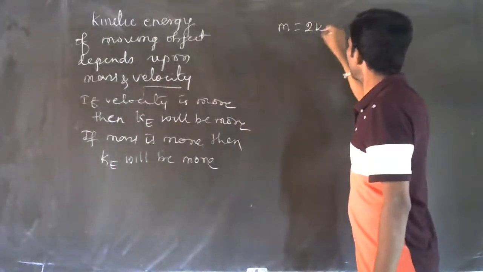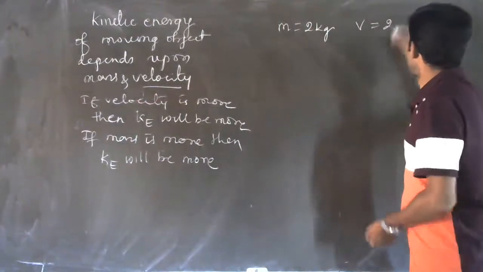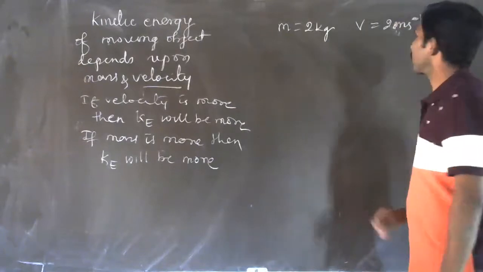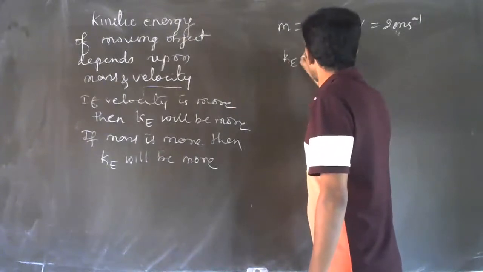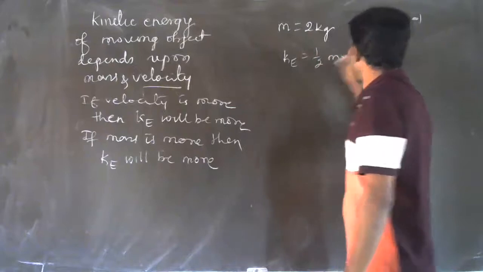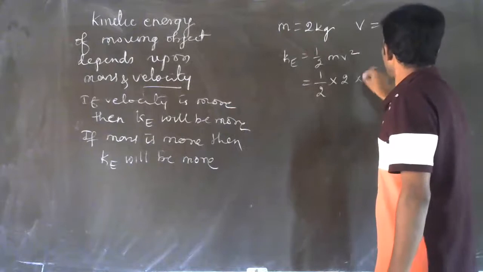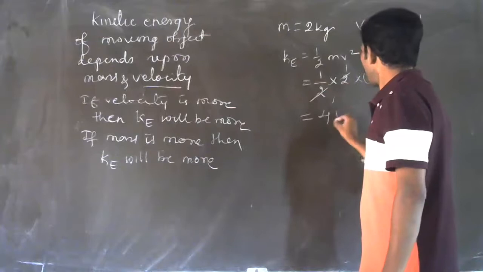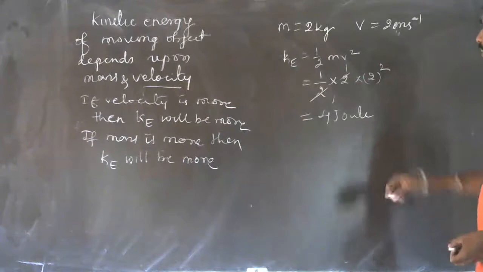See here, I'll give an example. There is an object of mass 2 kg and the velocity is 2 meter per second. Calculate it. KE is equal to half mv square. So 1 by 2 into mass 2 kg into v square, 2 into 2. So it will become 4 joules. Understood?